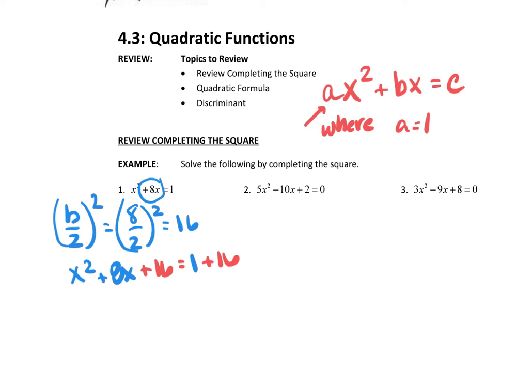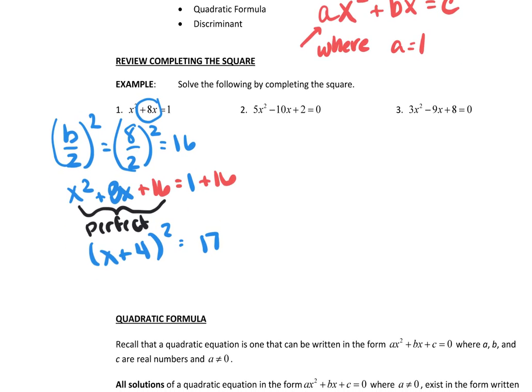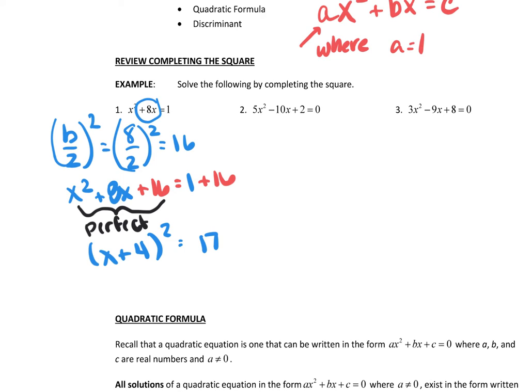So when I do that, this right here is a perfect square, and it can be factored as x, whatever this sign is right here, plus whatever this number is cut in half: 4, squared. That equals 1 plus 16, which is 17. So from here, we can solve this equation by taking square roots. Square root of this side, square root of this side. When you take the square root of a square, the square and the square root cancel. You're left with what's underneath it, which is just x plus 4 is equal.